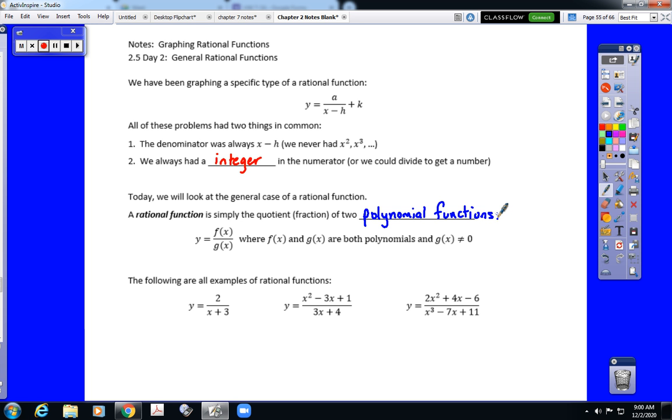Down at the bottom of this page you'll see three examples of the types of functions that we're going to be dealing with, the examples of rational functions. The first one is just a simple reciprocal function. All of the rules we talk about today would apply to that function as well. The second one, we have a quadratic on top and a linear on the bottom. Then the third one, we have a quadratic on top and a cubic in the denominator. All three of these are rational functions. That's what we're going to be talking about graphing in this set of videos.